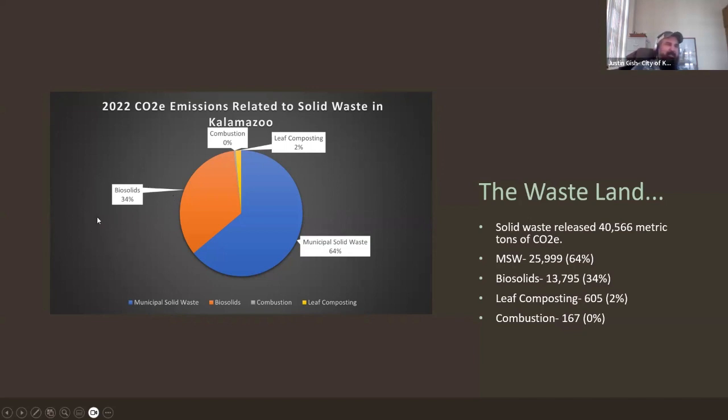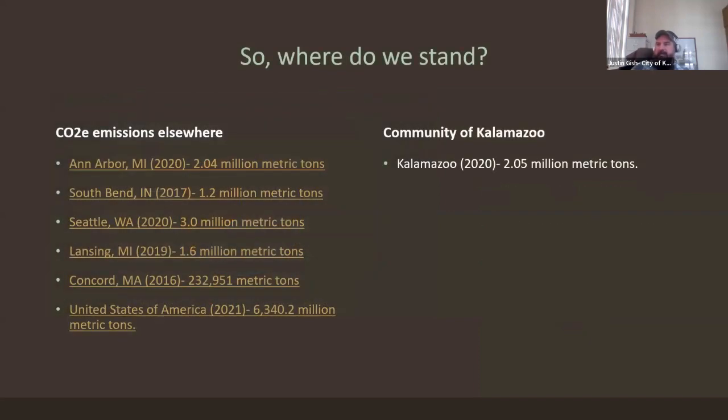Everything we flush or send down the drain gets treated, and we have to get rid of those biosolids once everything's kind of cleaned up. So where do we stand? Everyone wants to compare us to Ann Arbor. We're just above Ann Arbor, about 100,000 above Ann Arbor here. They're at 2.04 million. We're at 2.05 million.